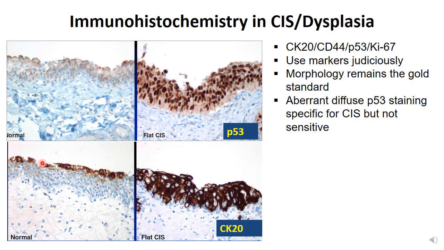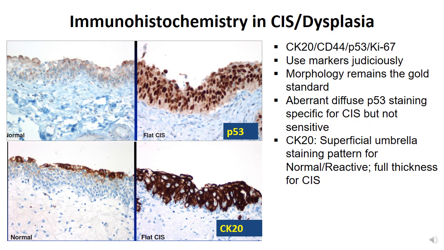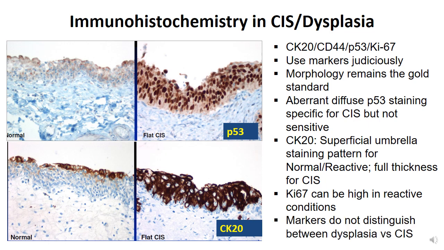CK20 typically shows superficial umbrella cell staining pattern in normal and reactive conditions, while CIS and dysplasia are characterized by full thickness staining abnormality. Very important to keep in mind that Ki67 can be high in reactive conditions, and so particularly when you have a very inflammatory biopsy, I do not use this particular marker because it sometimes can give you false positive reading. And another important point to keep in mind is that these markers should not be utilized to distinguish dysplasia from CIS, that is purely morphological.